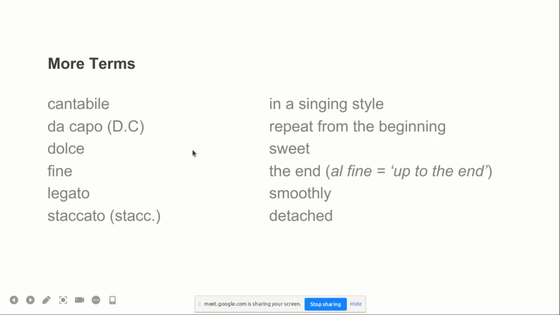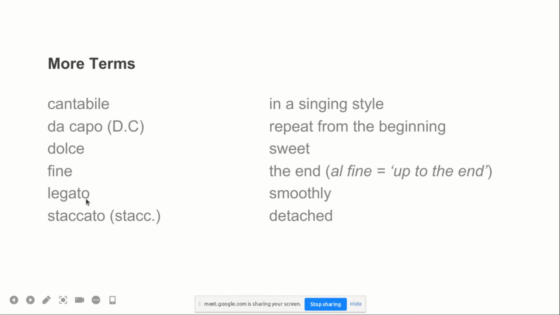Usually you will find it coming after DC. Da capo al fine will mean go back to the beginning until you find the sign fine or the term fine. So this one is normally used with da capo.